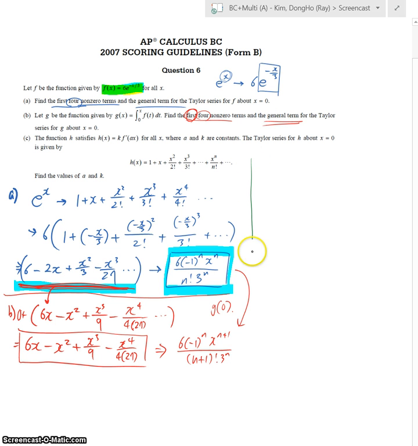Now let's move on to part C. Part C gave us the new function h of x and told us that h of x equals k, a constant, times f prime of a x, and a is a constant again. So we have two constants, k and a, and they gave us the first few terms and the general term of the Taylor series of h of x. All you have to do is find the values of a and k.